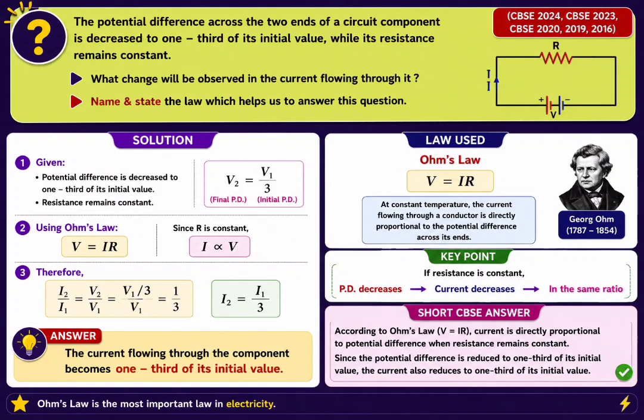Now, solution. According to Ohm's law, V = I × R. Since resistance is constant, we write I ∝ V. Given V2 = V1/3. Therefore, I2/I1 = V2/V1. Now, I2/I1 = (V1/3)/V1. So, I2/I1 = 1/3. Now, I2 = I1/3. Answer: the current becomes 1/3 of its initial value.